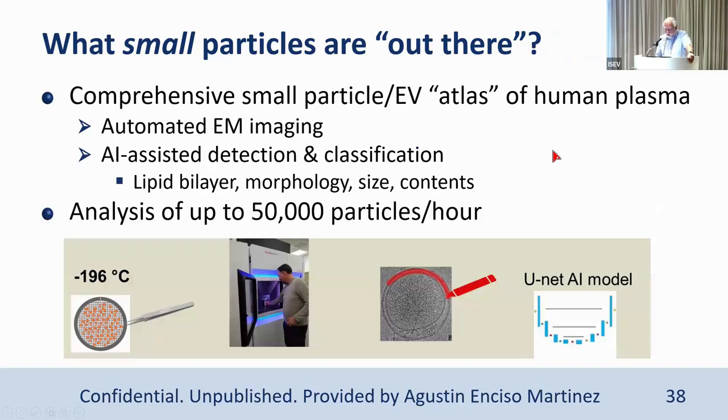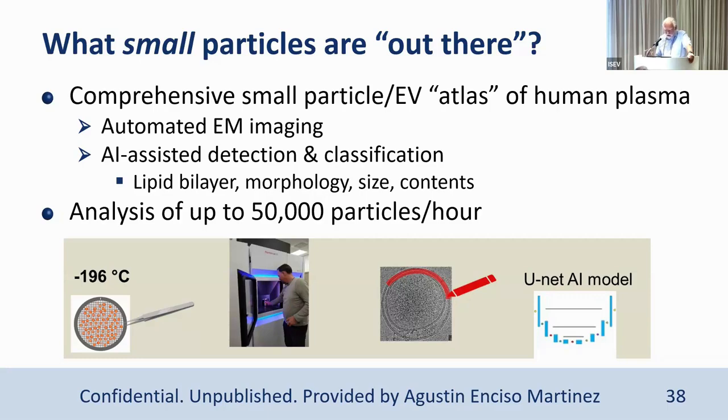So you can also ask the question, what small particles are present in normal human plasma? So if I collect blood from normal healthy humans, what small particles are out there? So what Augustine is doing in Leiden, and I really like his work, he is trying to make a comprehensive small particle atlas, EV atlas of human plasma. So he has developed a high throughput system where you can analyze up to 50,000 particles automatically, and you have AI-assisted detection and classification of the particles that you measure.